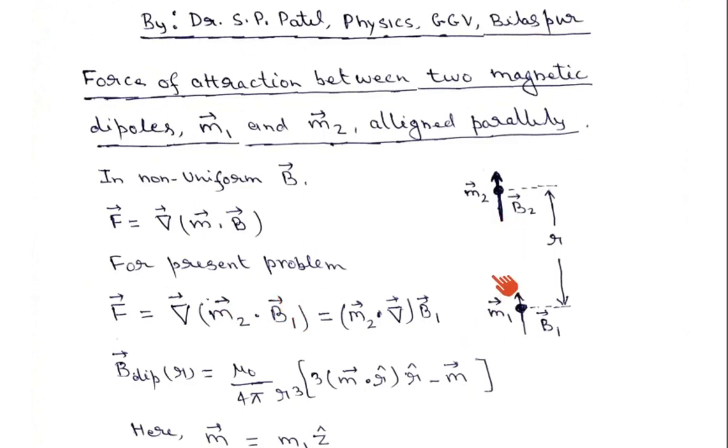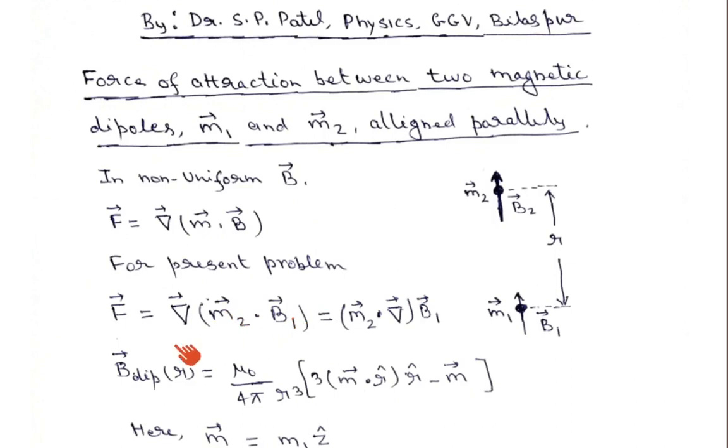This is not necessary, means I have taken m2 and B1, somebody can take m1 and B2 also, the problem will be the same, the answer should be the same, you can cross check. So take this as an assignment: try to check that if you take m1 here and B2 here, then what will be the force of attraction. Any student can take m1 here and B2 here also, and the calculation should give the same answer.